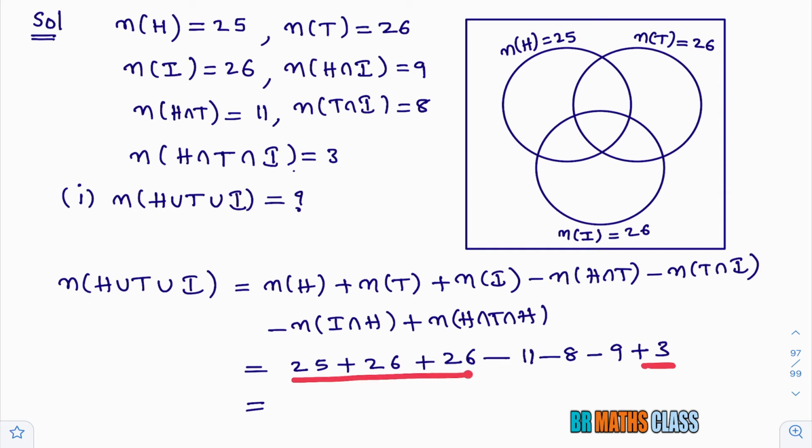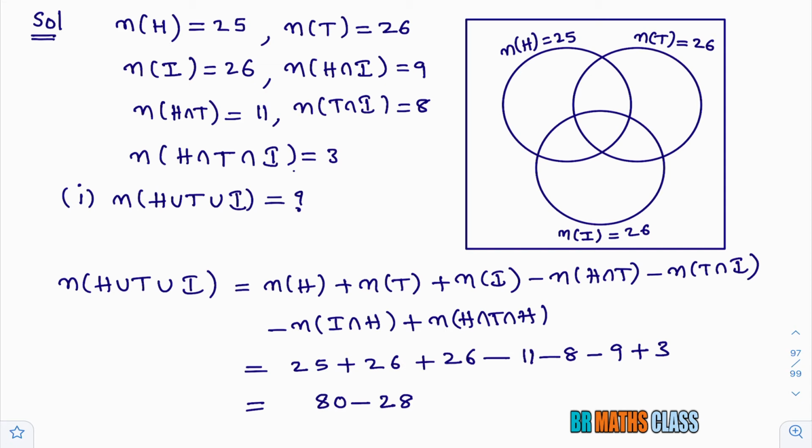77 plus 3. If we add all these things, 77 plus 3 is 80. So you will get 80 here. 80 minus, you observe, you need to add these three things. What you will get? 11 plus 9 is 20. 20 plus 8 is 28. So here minus 28 you will get.